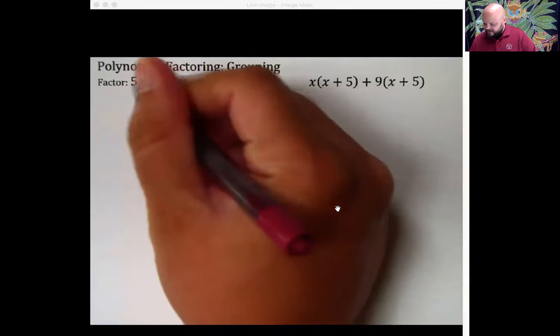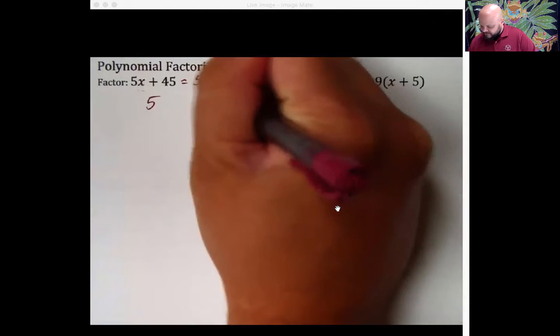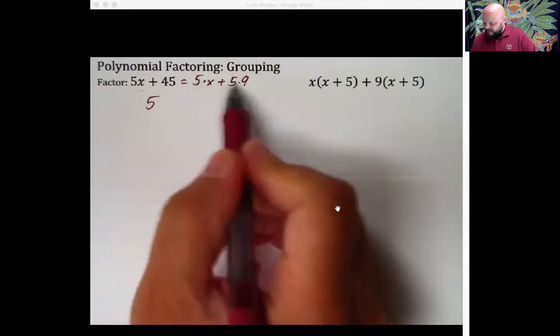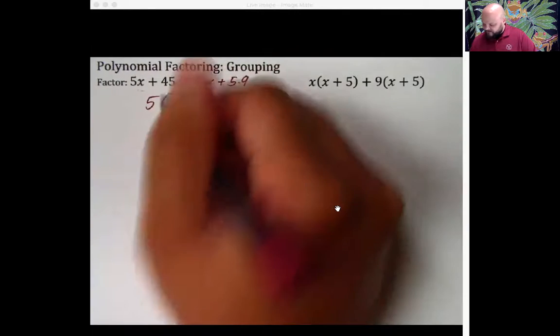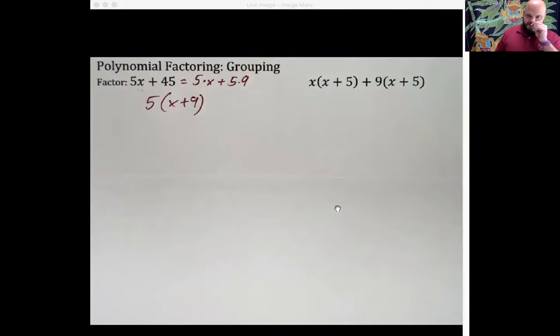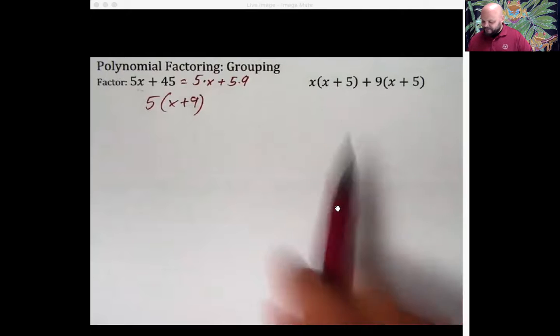I pull a 5 out of here and a 5 out of here because 5x is really 5 times x, and 45 is really 5 times 9. And since they have that in common, I can pull that greatest common factor out, ta-da, of the parentheses. This is true of binomial factors as well. So take a look at this.